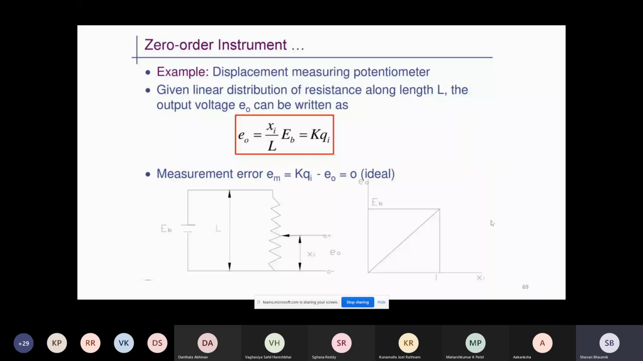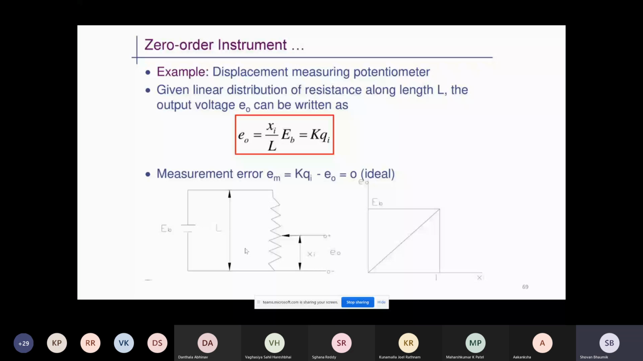For example, if you see the circuit, the potentiometer is a very favorite circuit, where the input is the EB and there is a length. Through the potentiometer you can measure the displacement. We will read in detail when we come to displacement measurement. But now here we see with the help of a potentiometer how you can measure the displacement.